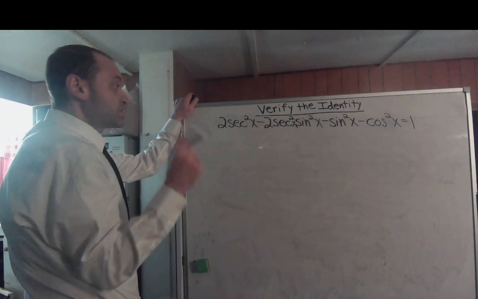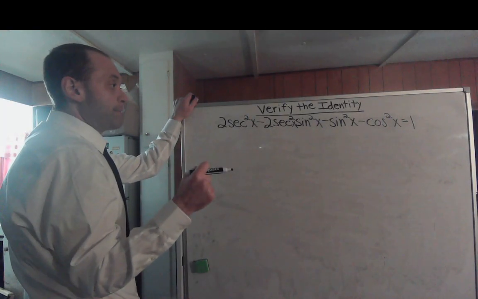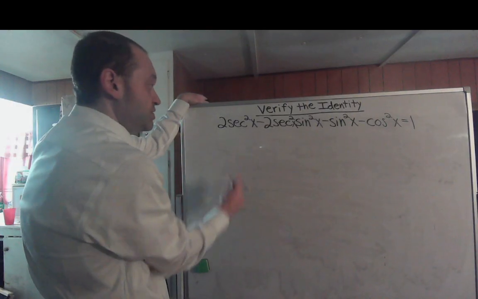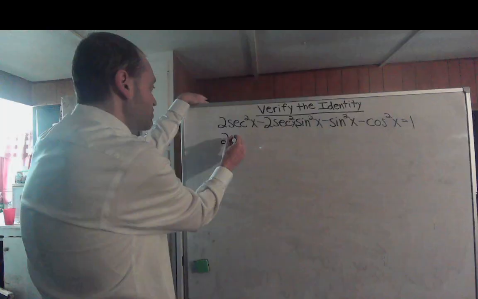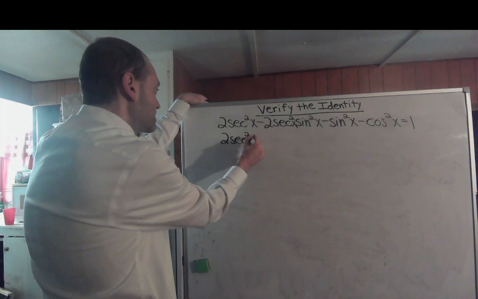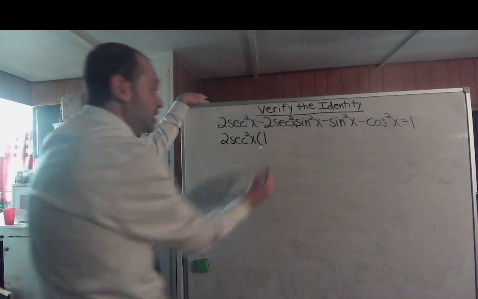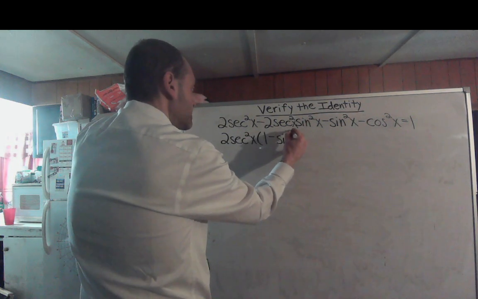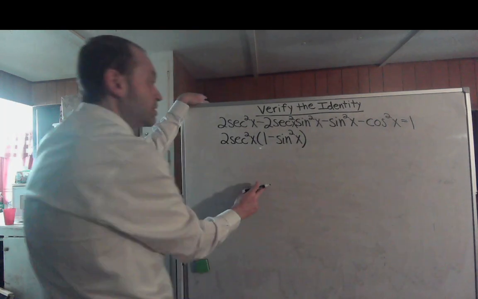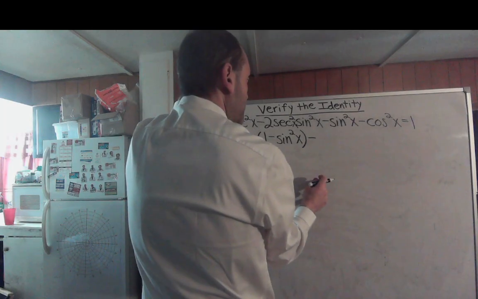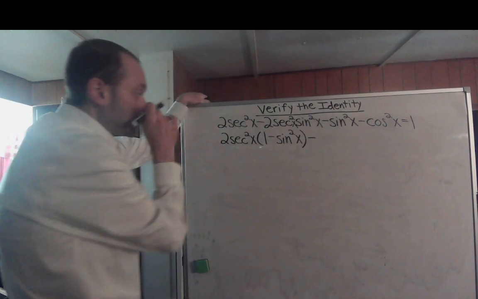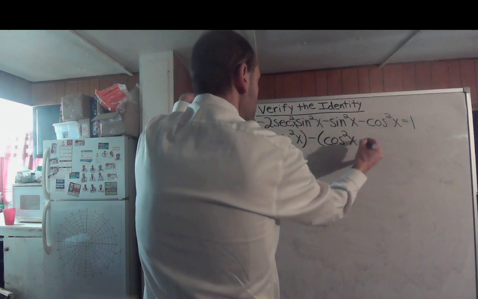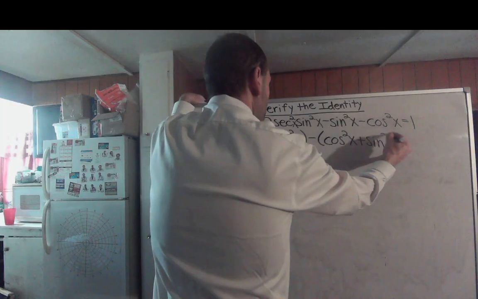Well, let's start with factoring by grouping here. So the first two terms, you definitely have 2 times the secant squared of x in common. So this would be 2 secant squared of x times 1 minus the sine squared of x minus, now we can factor out a negative 1 from the last two terms and get the cosine squared of x plus sine squared of x.